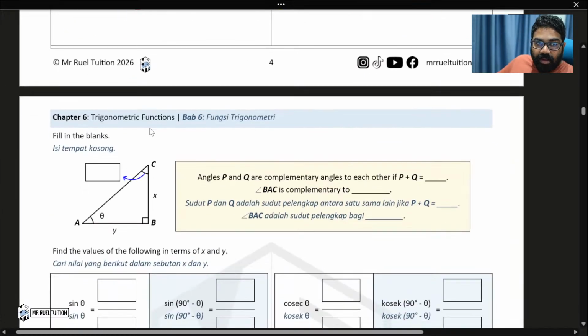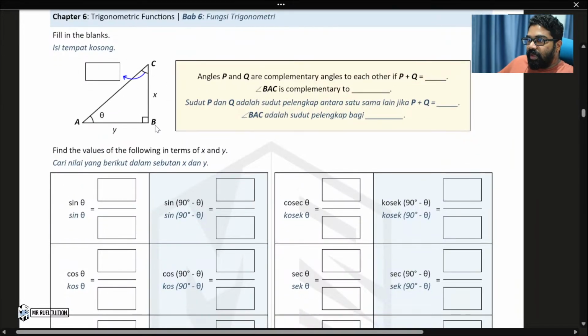Okay, now we continue, because this is an intensive class. So, look at this. Now, here we have another right angle triangle. Okay, another right angle triangle here.